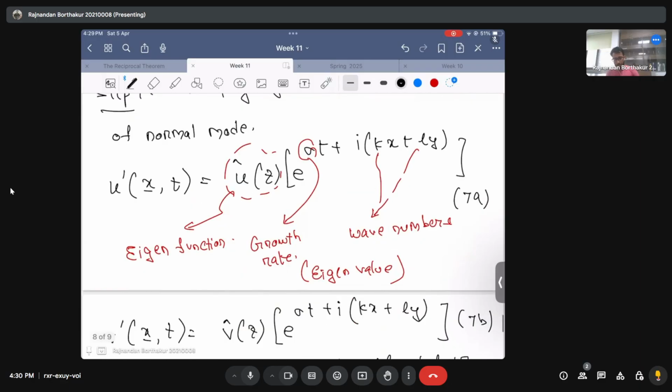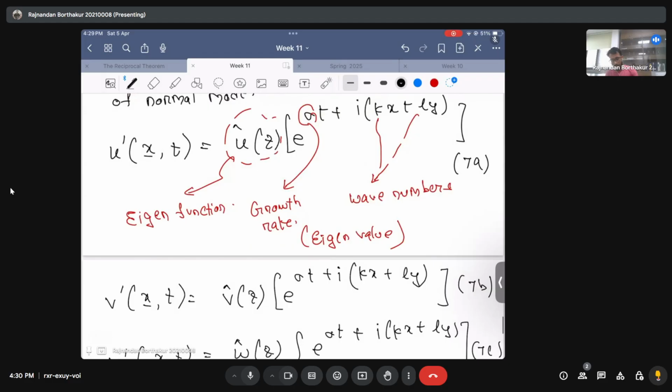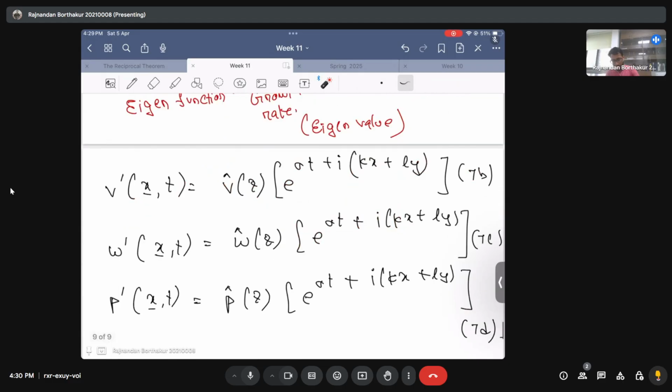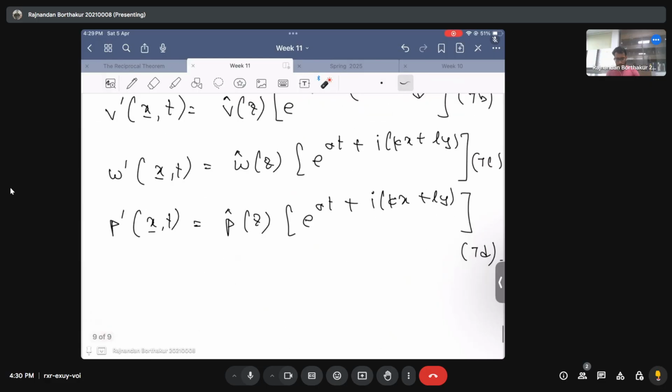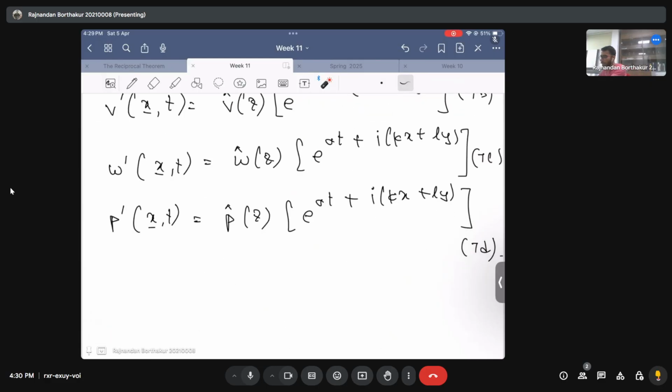I hope now you are clear on how we wrote the perturbed quantities, for instance the three velocity components of the perturbations and pressure, in terms of the normal modes having wave numbers k and l and eigenvalue sigma, with an eigenfunction, the hat variables.